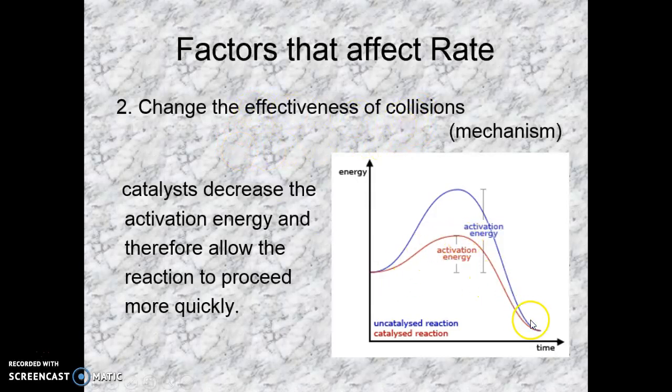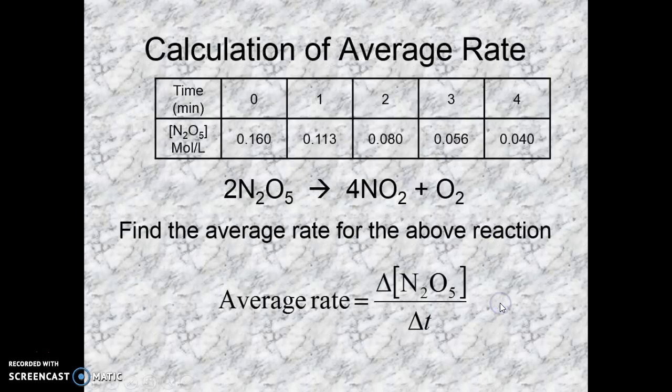So it really gives you an alternative pathway, and it does so by lowering the activation energy. So it allows for the reaction to proceed more quickly. Molecules don't have to gain this amount of energy to get over the hump of the reaction.